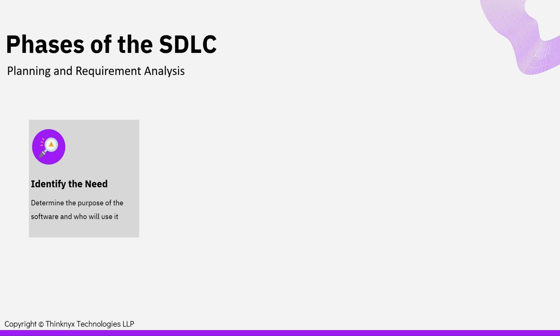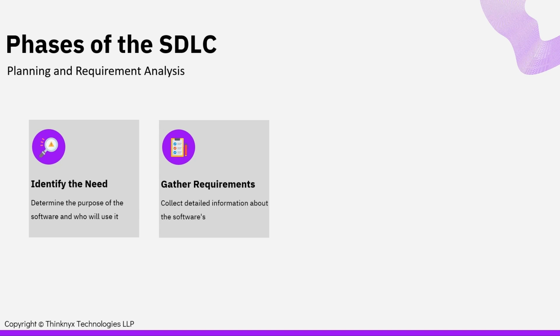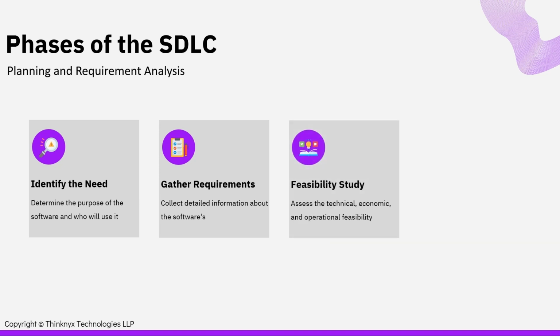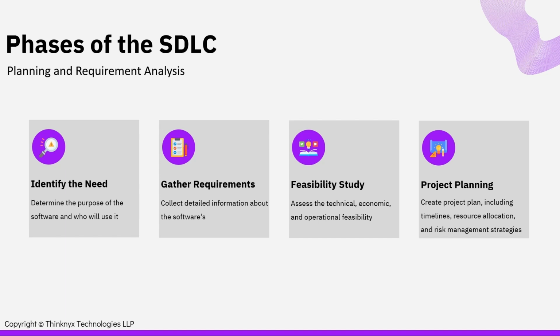Planning and requirement analysis. Identify the need. Determine the purpose of the software and who will use it. Gather requirements. Collect detailed information about the software functionality, features, and performance expectations. Feasibility study. Assess the technical, economical, and operational feasibility of the project. Project planning. Create a detailed project plan including timelines, resource allocations, and risk management strategies.